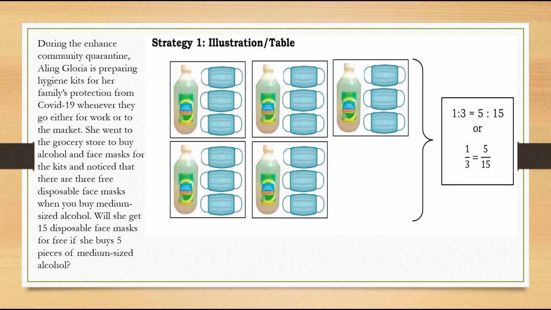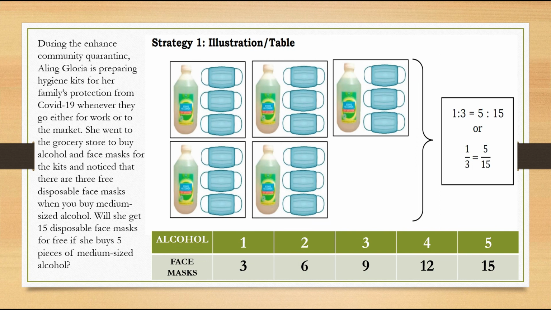Tanda na, so kung bibili tayo ng isang alcohol, meron tayong 3 face mask. Kung bibili tayo ng 2 alcohol, meron tayong 6 face mask. Kung bibili tayo 3, meron tayong 9. Kung 4, meron tayong 12. So kung 5, meron tayong 15. So, nakita niyo yung solution dito sa gilid. 1:3 is equal to 5:15. Or, sa fraction naman, 1/3 is equal to 5/15.